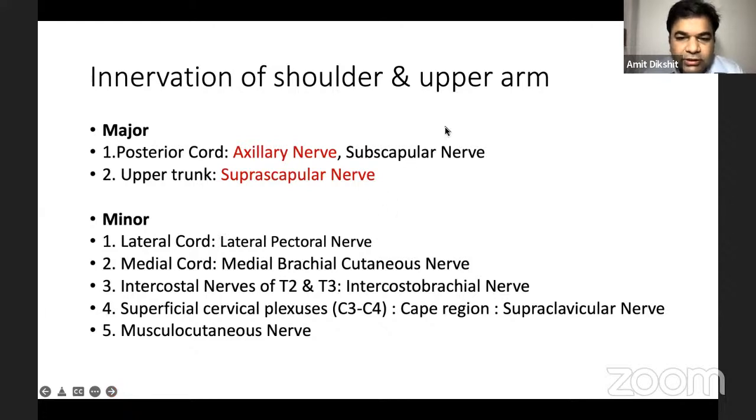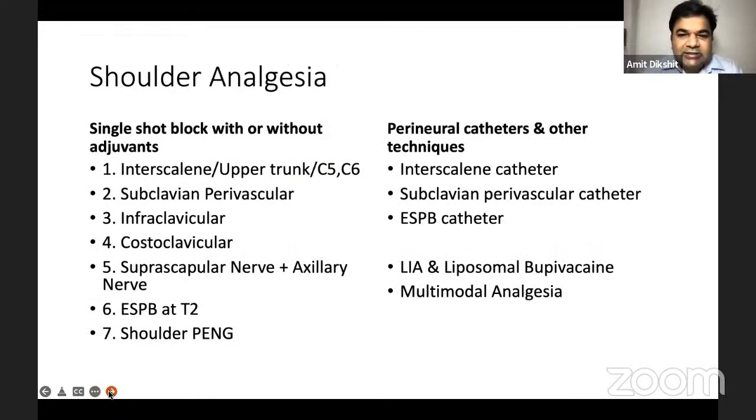The minor contribution can be of subscapular nerve, the lateral cord provides lateral pectoral, the medial cord provides medial brachial cutaneous. Then there is intercostal nerve, which produces this intercostobrachial nerve, and we need to block with local infiltration. And also the cape region, the tip of shoulder area, we need to either give a selective supraclavicular nerve block or a superficial cervical plexus block. Now, if it goes to the arm and cutting of biceps and coracobrachialis, then probably musculocutaneous nerve also has a role.